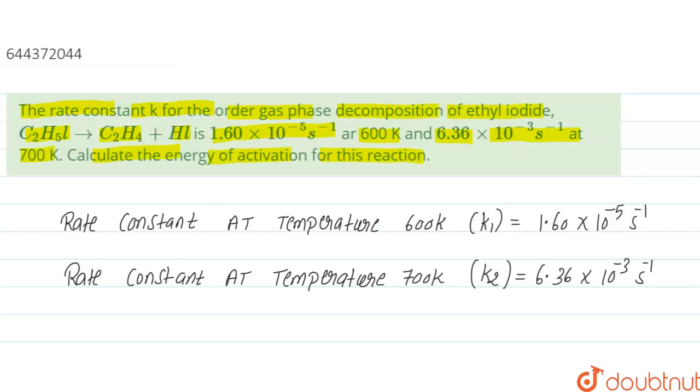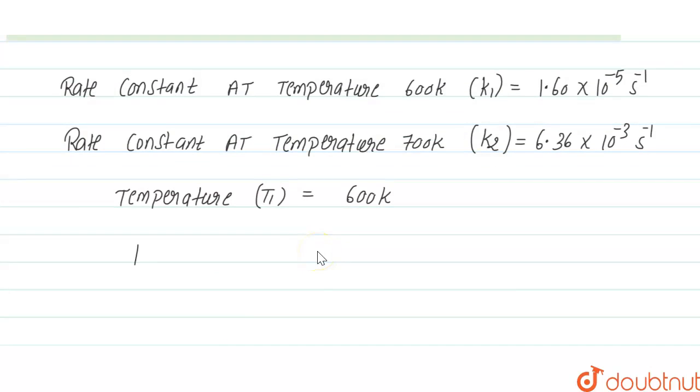And the given temperature T1 is equal to 600 Kelvin, and temperature T2 is 700 Kelvin. We have to calculate the activation energy. Since we are given the rate constants at different temperatures, we need the relation between rate constant and temperature.